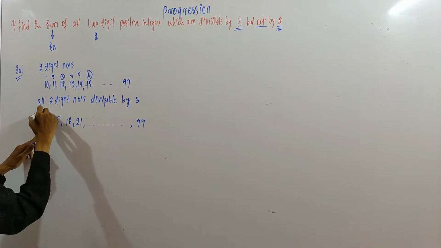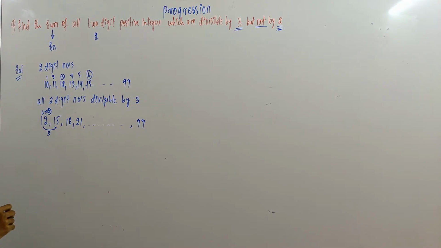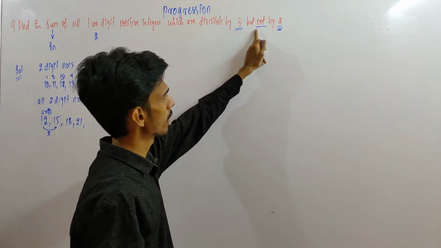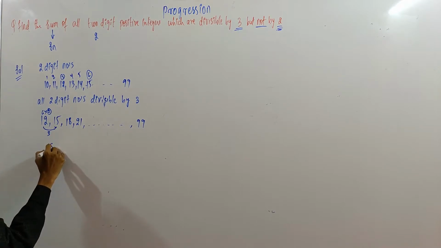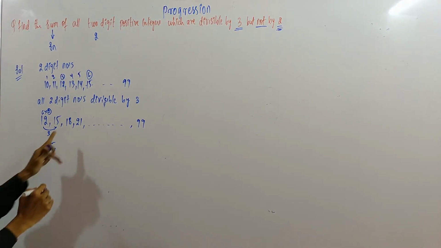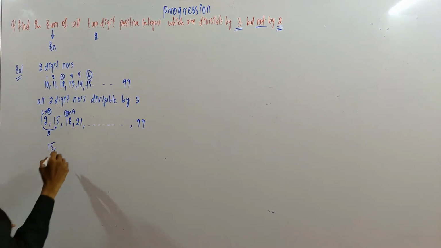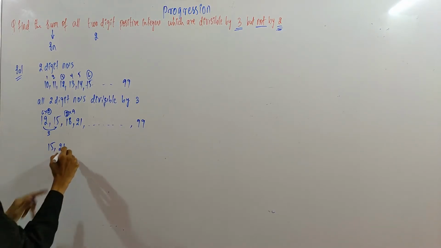Here 12. 12 is a multiple of 2, 6 into 2. So we do not want this number, because in the question it is given divisible by 3 but not by 2. So leave this 12, take 15, since 15 is not a multiple of 2. Now 18. 18 means 2 into 9. So 2 is there, so leave this number. Take 21.